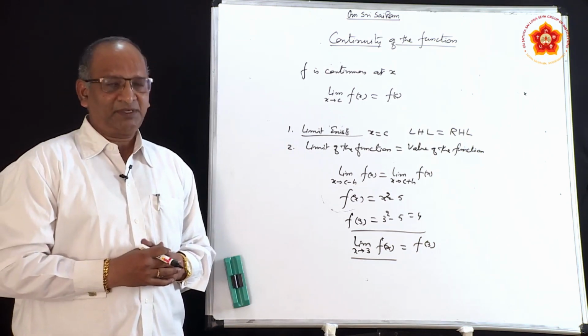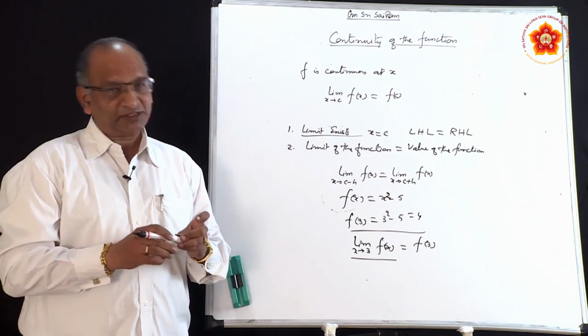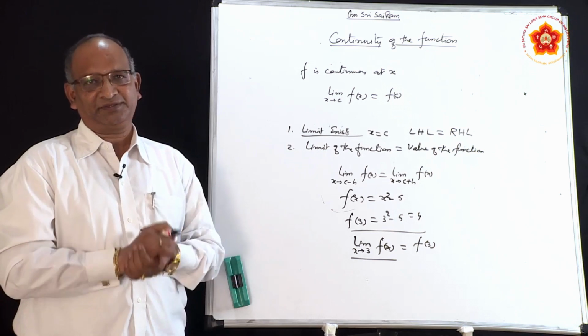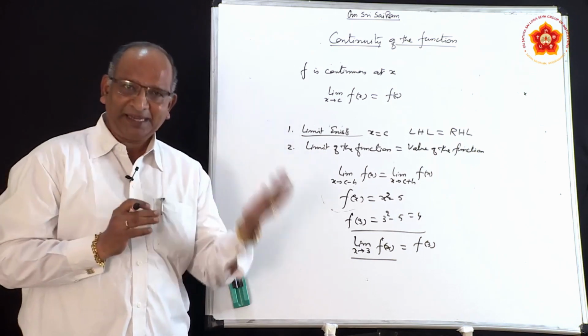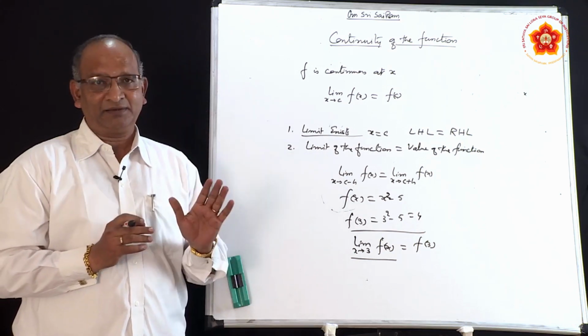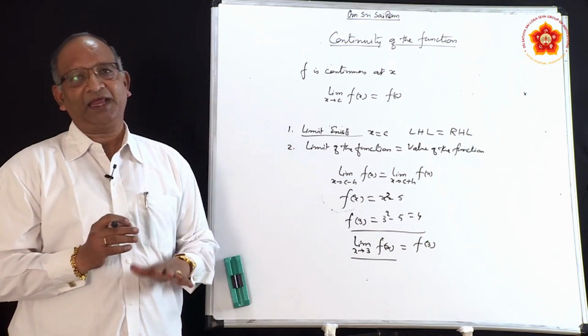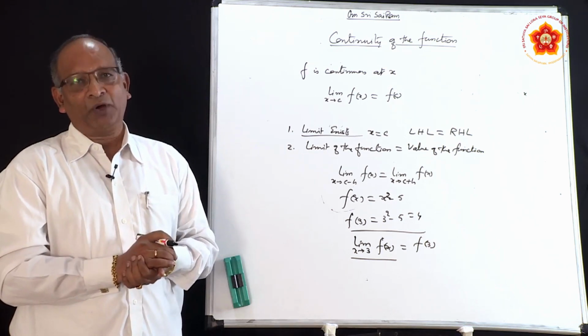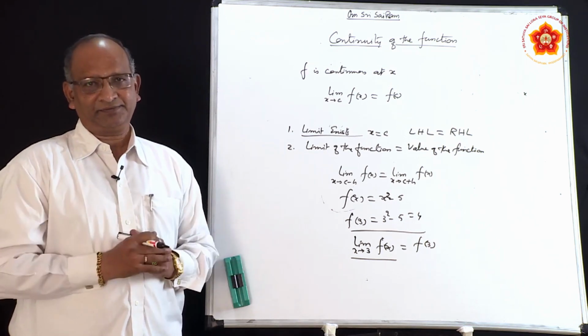In other terms, when left hand limit is not equal to right hand limit, we say function is discontinuous. Or let us say limit exists, left hand limit is equal to right hand limit, but it is not equal to value of the function. Then also we say that x equal to c is a point of discontinuity.